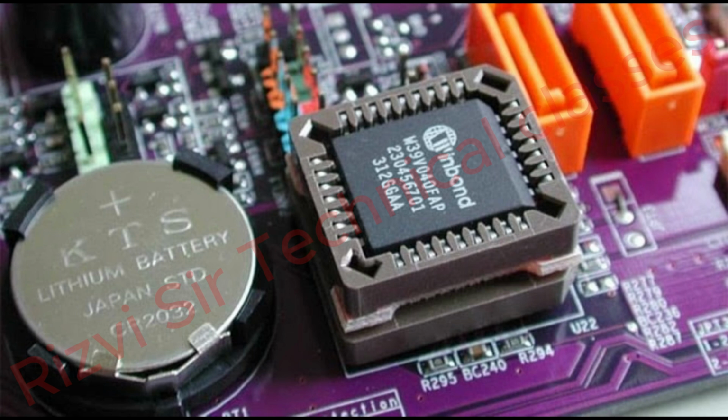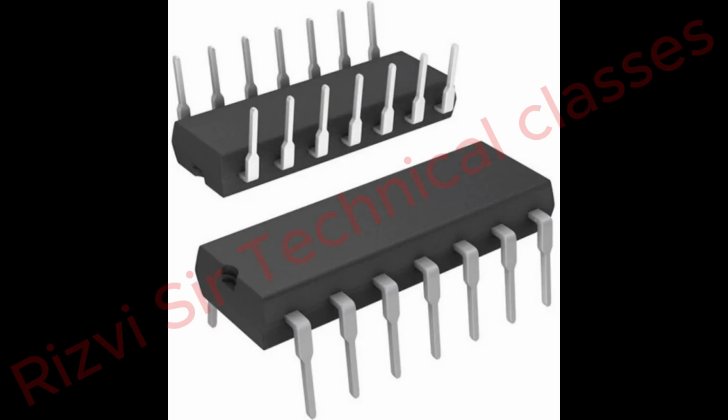CMOS technology is widely used in the production of integrated circuits due to several advantages. CMOS technology finds applications in various electronic devices such as microprocessors, memory chips, sensors, and many other digital systems, owing to its efficiency, reliability, and widespread use in modern electronics.